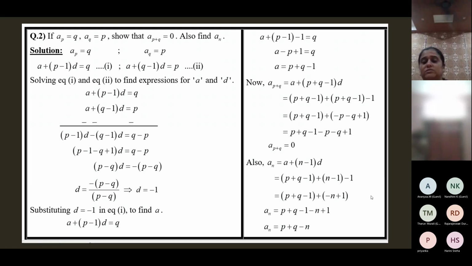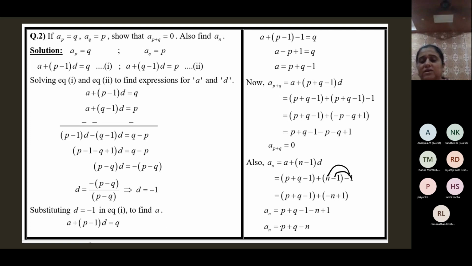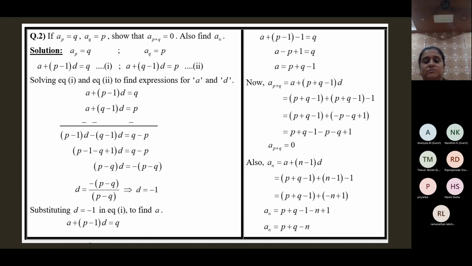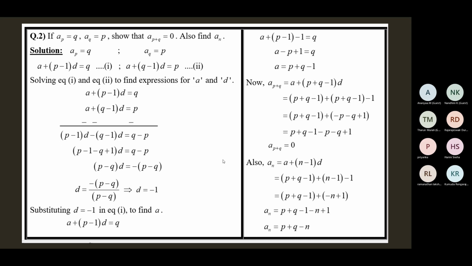So work this carefully. How do you work this? Minus 1 is to be multiplied with these two. So you get minus n plus 1. And then remove the brackets. Simplify. You get the nth term is p plus q minus n. The nth term is p plus q minus n. Please write down, children.